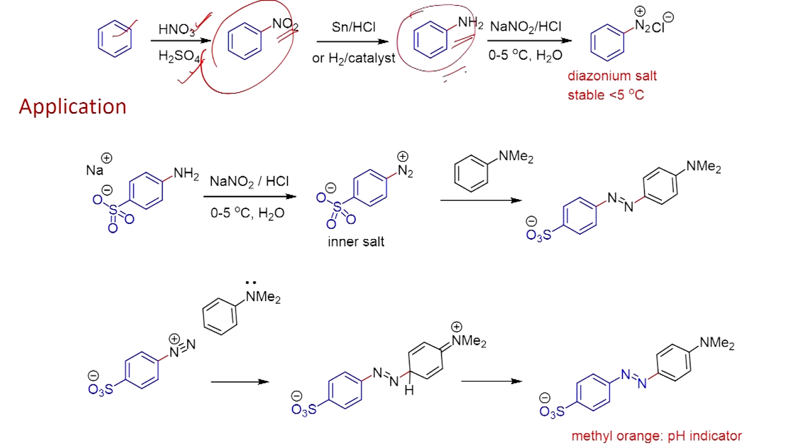Once you form this one, you can react it with sodium nitrite and HCl. The temperature is very crucial here, at 0 to 5 degrees Celsius, and you can make the diazonium salt as the product. The temperature is crucial in this reaction. This we will study in detail when we see the applications of this compound. However, here we will see one application, where the nitro compound can be converted into a diazonium salt. This can be easily understood.